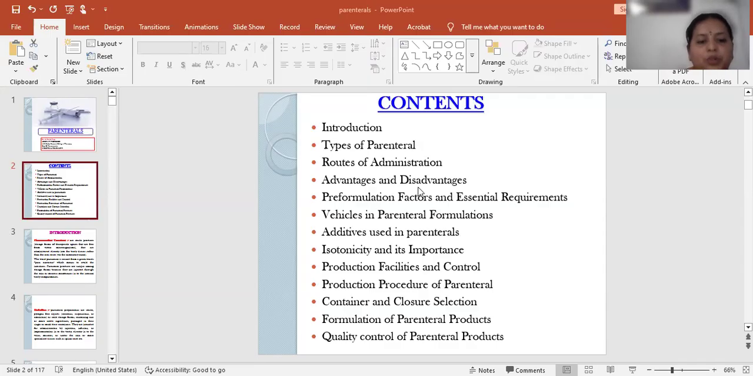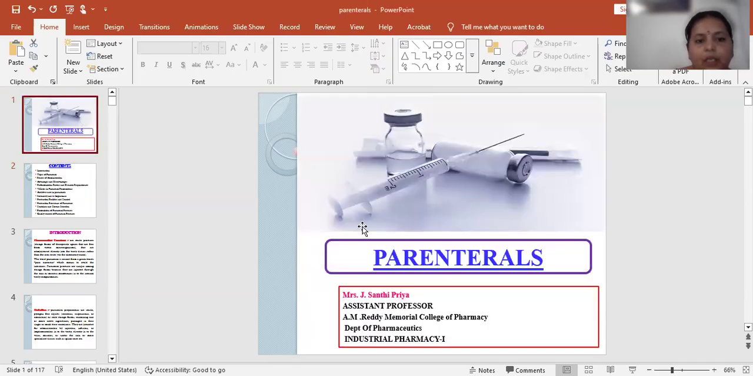Good morning, everyone. Today we'll begin an important topic in pharmaceutics. That is parenterals. Parenterals are sterile dosage forms that are administered by injection through the skin or mucous membrane directly into the body. Unlike the oral dosage forms, parenterals bypass the digestive system and provide a faster and more controlled drug action. These parenterals are used in emergency treatments and surgeries and for patients who cannot take medications orally.